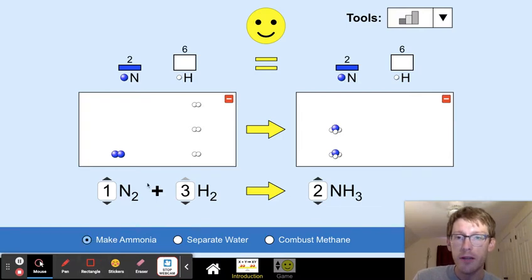A really important detail here is the fact that I cannot change any of the subscripts. I'm only changing the coefficients out in front, because if I change the subscripts, I'd be making it not nitrogen and hydrogen and ammonia. I'd be making other substances. So this is how I do it.